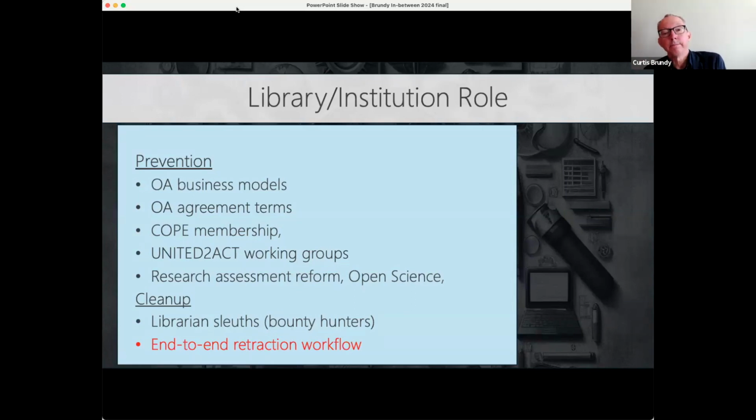So, summing up, the paper mill crisis is a huge issue. We all should care about it. It should be something that librarians can help out with. And here are a bunch of ideas where you can get involved.